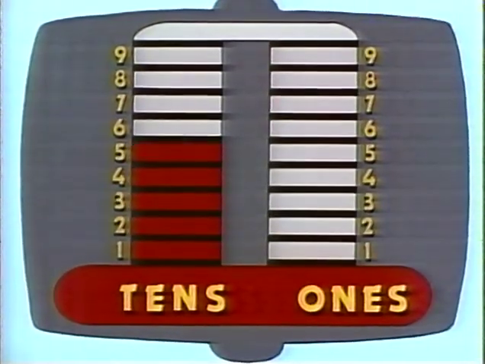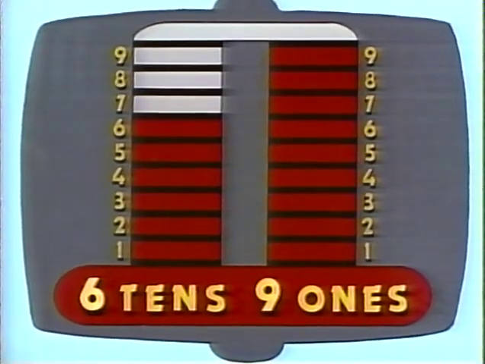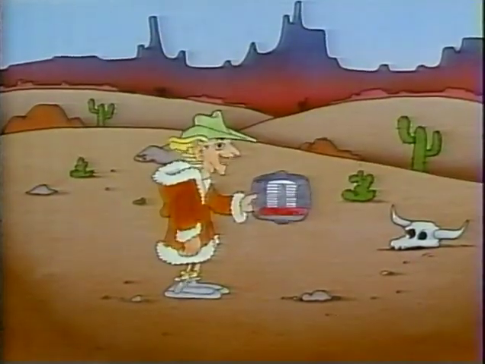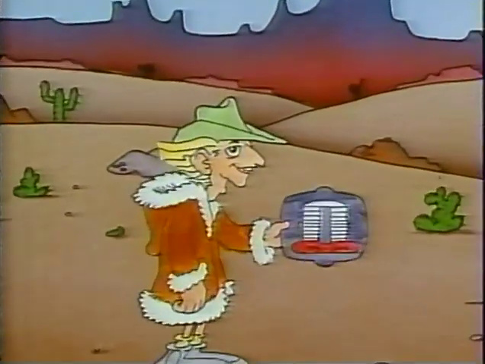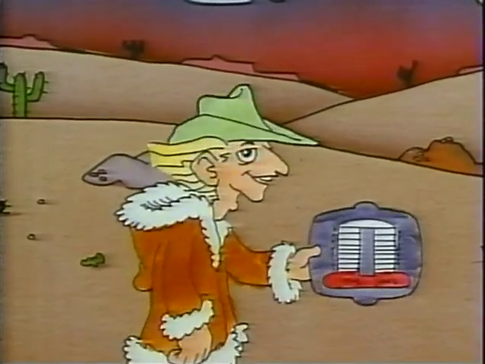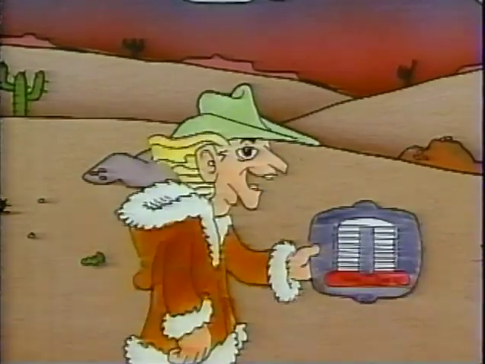Let's see. This is the tens column and this is the ones column. There are 6 tens and 9 ones, so it's 69 degrees. That's kind of warm for Alaska, isn't it? Oh, this must be Nome, Texas. And here's the forecast for Texas. Sunny today and getting warmer. Gee, it's getting kind of hot in this parka.